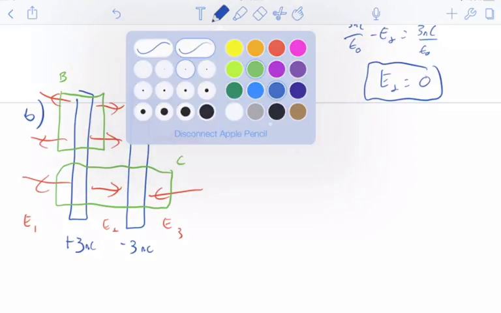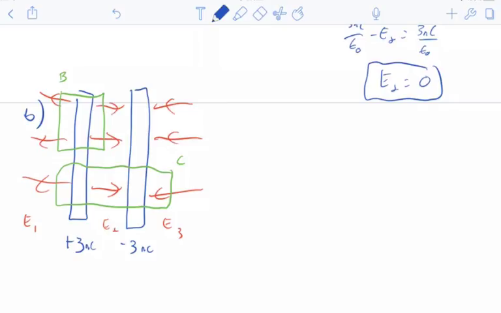So, flux, charge enclosed. For box B, the total flux is going to be A times E1 plus A times E2, because in our drawing the electric field lines are leaving the box on both sides, and the flux is 3 nanocoulombs times A over epsilon naught. So E1 plus E2 is equal to 3 nanocoulombs over epsilon naught.